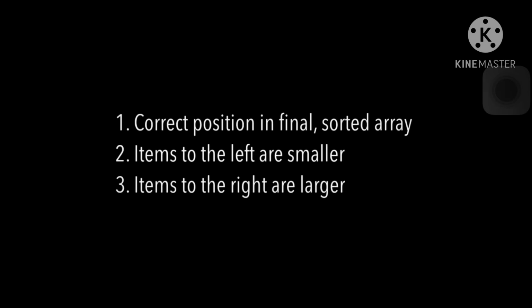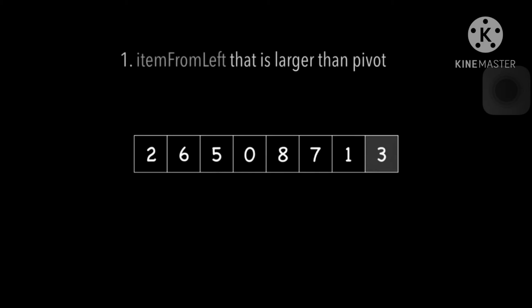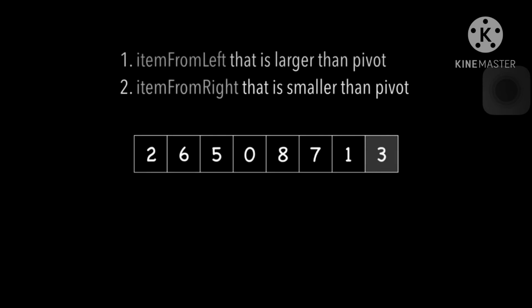Okay, so let's look at an example. For now, let's choose a pivot. I'll explain the best way to do this later, but I would choose pivot 3. First, move the pivot to the end of the array. After we move that, next we're gonna look for two items. First, the item from left, which is the first item that is larger than the pivot. Second, the item from right, which is the first item, starting from the right, that is smaller than our pivot.